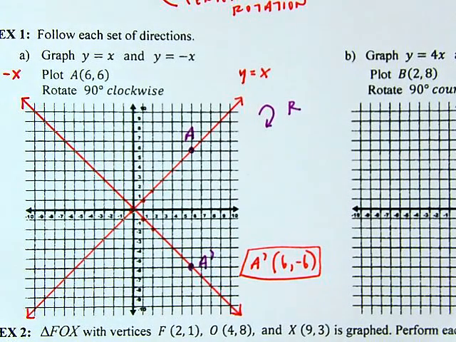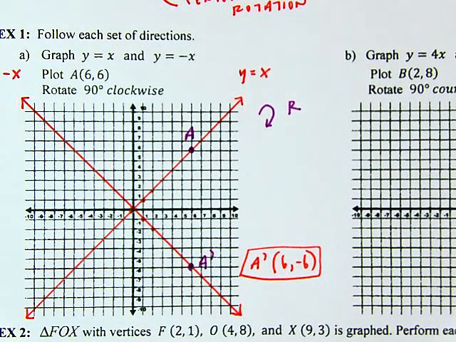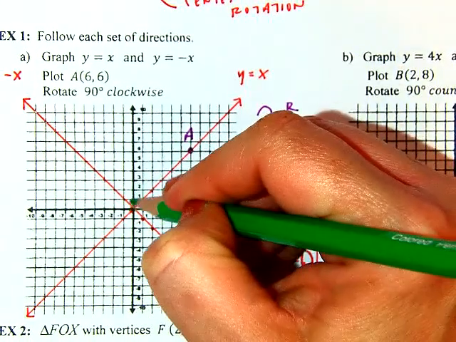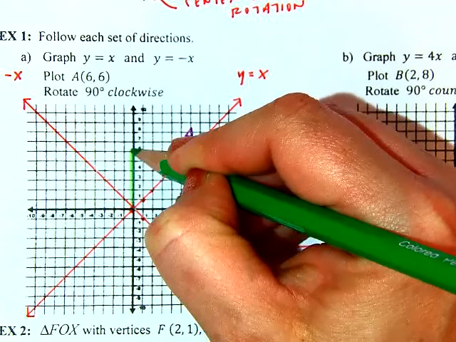Okay, one other way to visualize is to picture this little L shape. You're going to see me draw this quite a bit today. So to get to A, we're going up 6 and right 6.